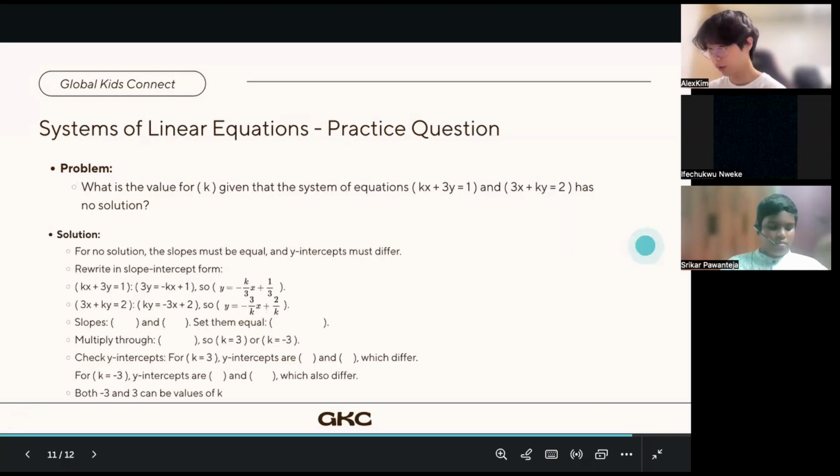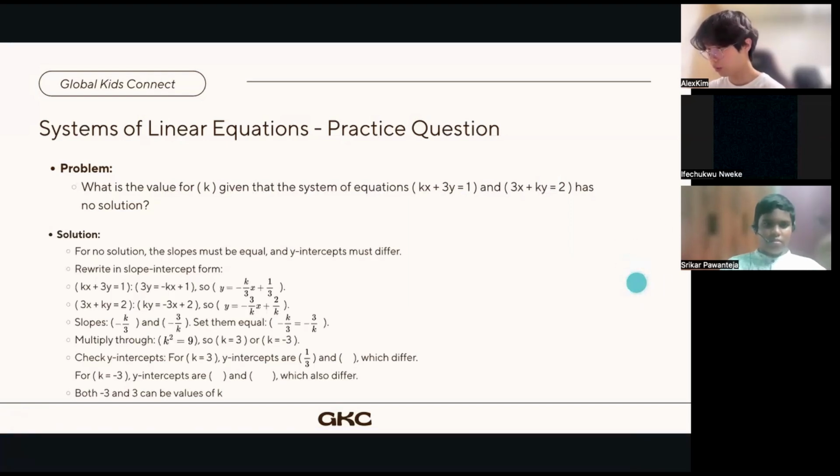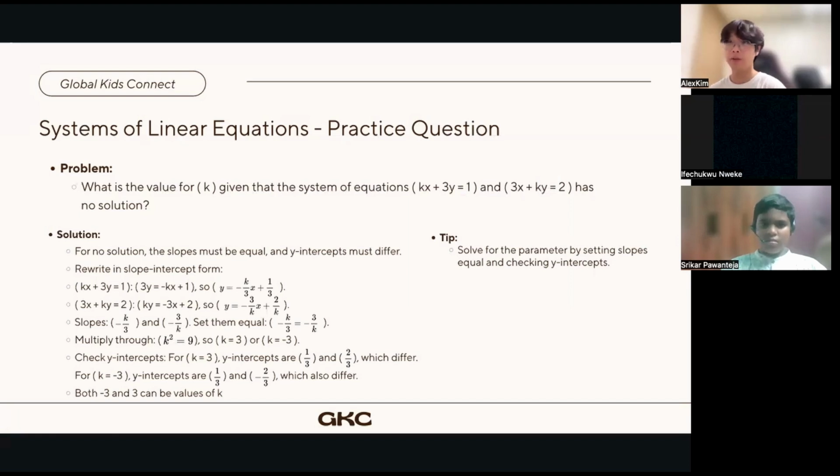So we have a solution here talking about the same thing, and we can say that both negative 3 and 3 can be values of k. The tip regarding these kinds of questions is to solve for the parameter by setting slopes equal and checking the y-intercepts. So what this means is that we had a parameter of the slopes being parallel, the same, and the y-intercepts being different. And so we will set the slopes equal, find values that satisfy that parameter, and then check whether the y-intercepts are different, in order to prove that the two equations have no solution.